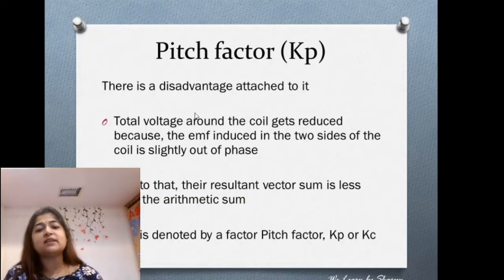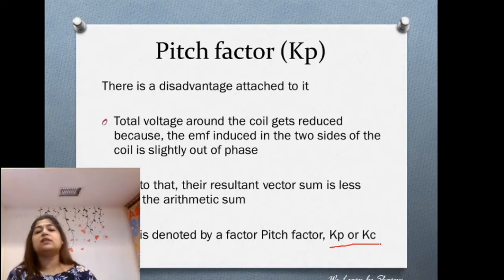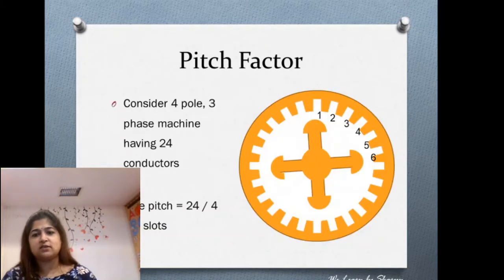Now, what is pitch factor? Pitch factor is nothing but the ratio of vector sum to the arithmetic sum of the EMF induced. It is denoted by Kp, that is pitch factor, or it can also be denoted by Kc, which is nothing but chording factor. In some books, it is referred to as chording factor. So let's see what is pitch factor or chording factor.